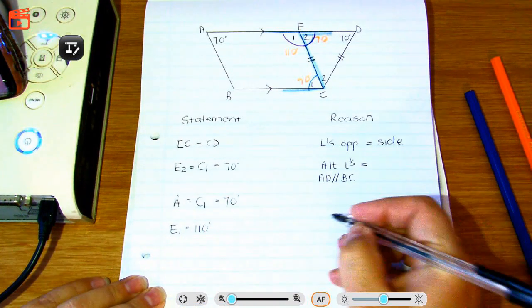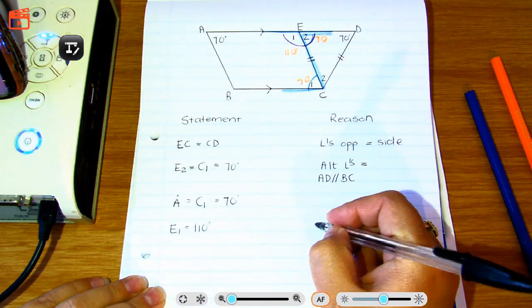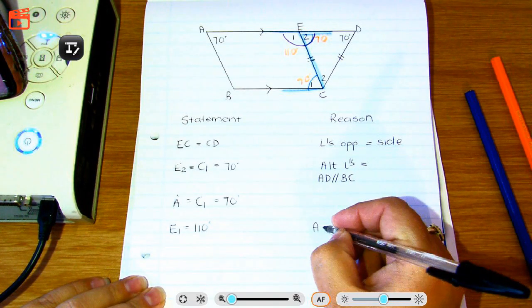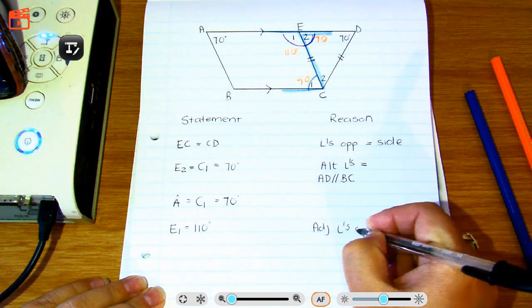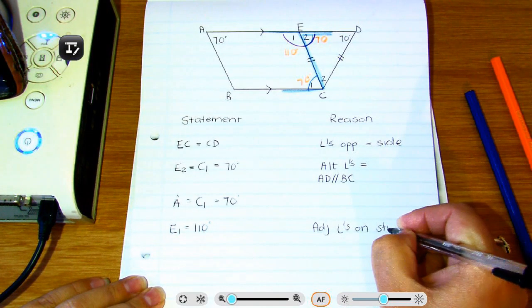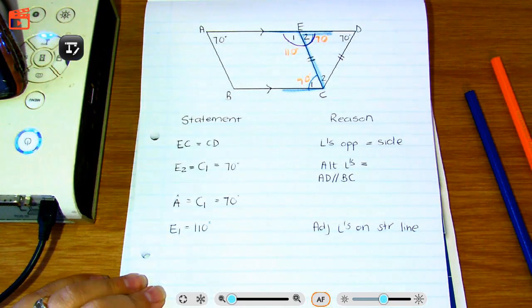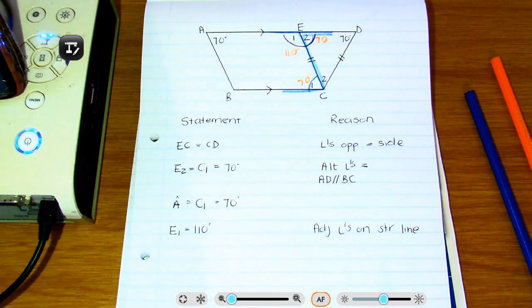Your reason would be adjacent angles on a straight line. So angles on a straight line equal 180 degrees. And from there, we now want to work out angle B.